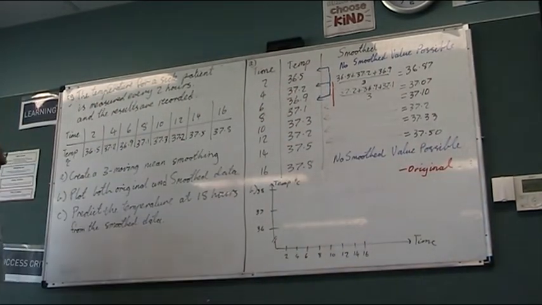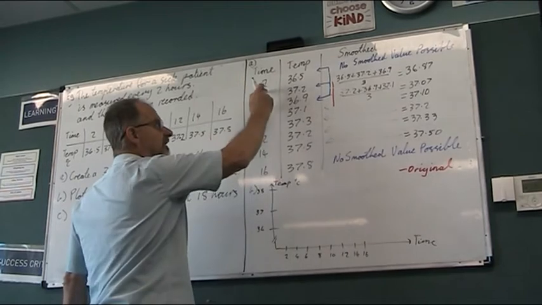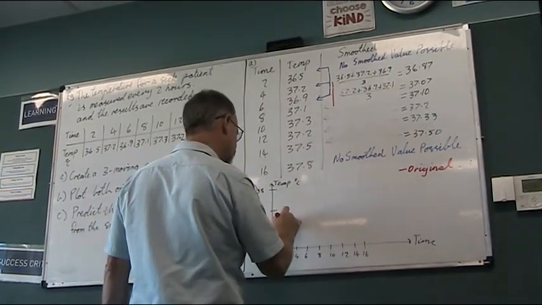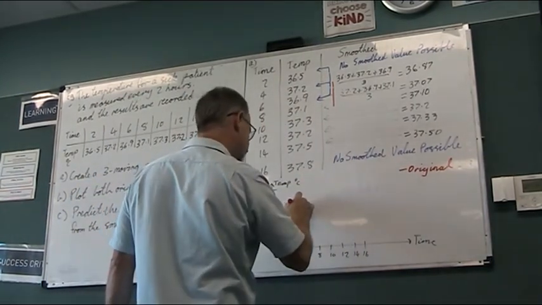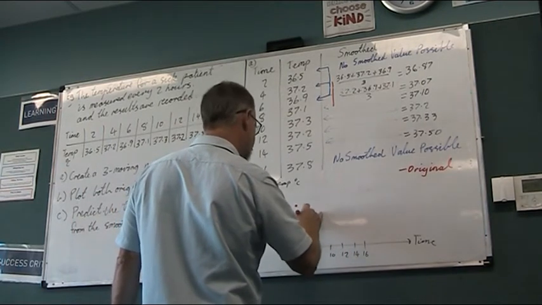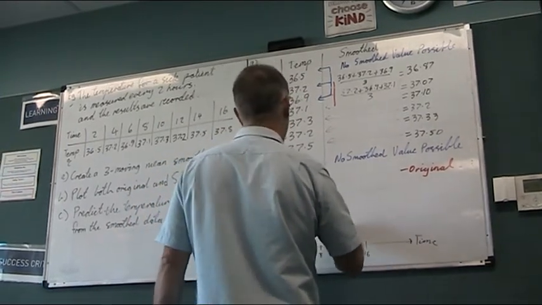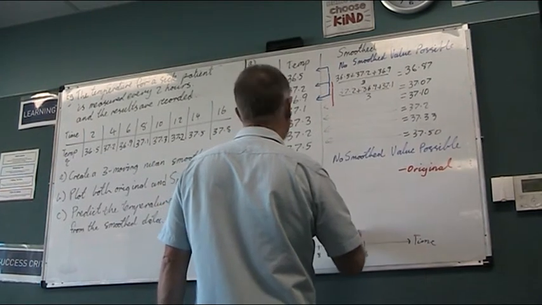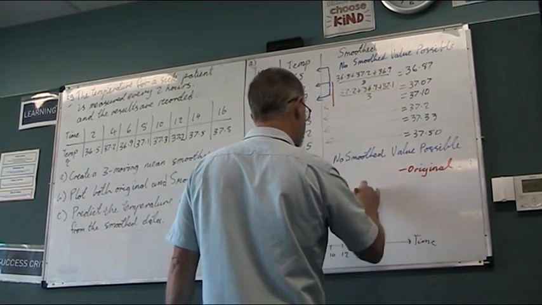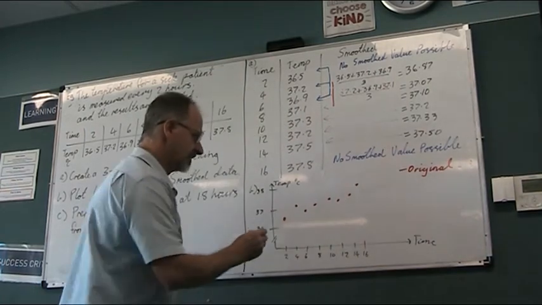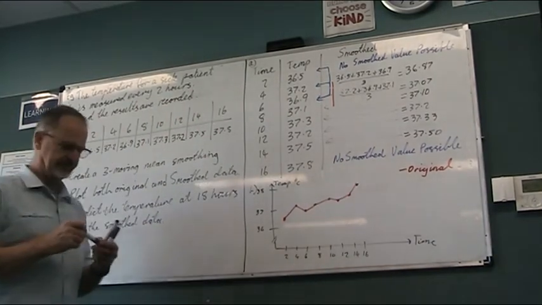All right, so in part B we're asked to plot it, so our original values, so that's these ones. 2 hours is 36.5, 4 hours, 37.2. 6 hours, 36.9. 8 hours, 37.1. 10 hours, 37.3. 12 hours, 37.2. 14 hours, 37.5, and then 37.8. So this is our original data.